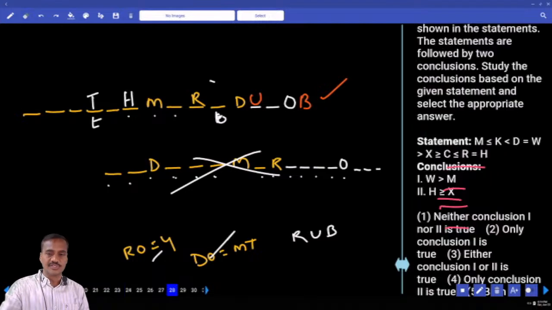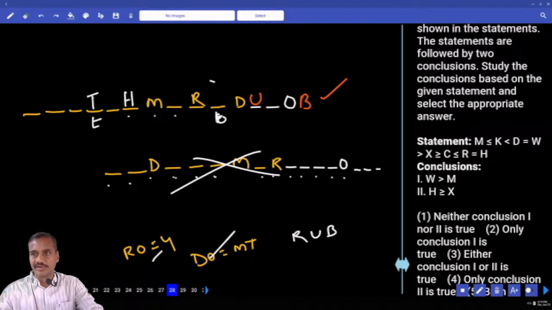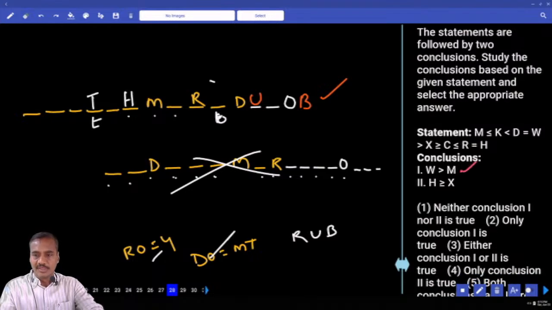Then questions 23 to 27. Then 28, 29, 30. Which one does this come under? Definitely under the first priority. Then the relation between W and M. M less than W, W greater than M. Is it fine or not? And H and X. X and H have opposite symbols, no relation. And so what is your answer? Only one choice, for question number 28.